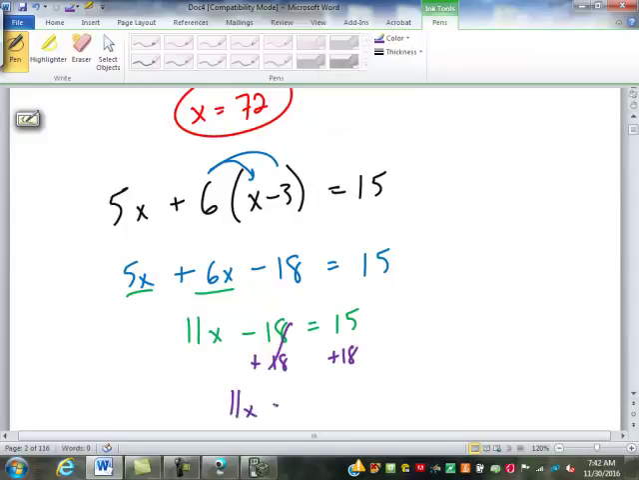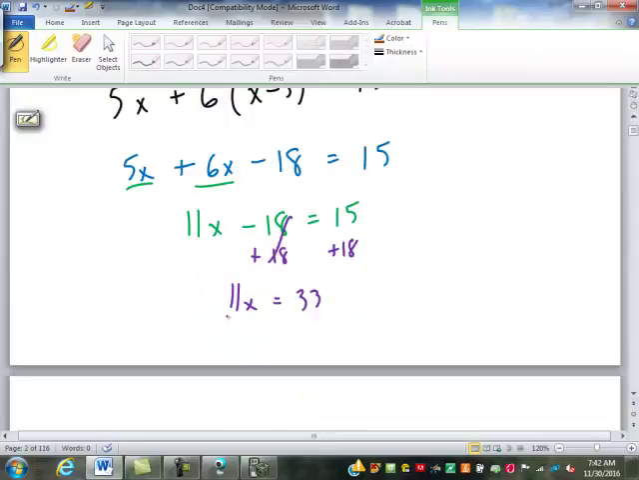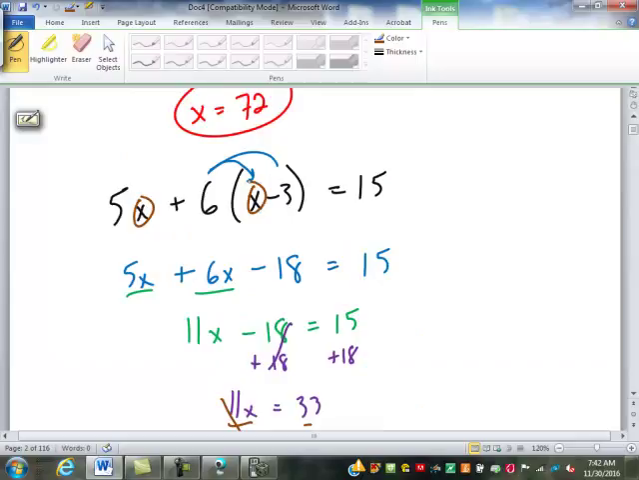So 11x equals 33, and then divide by 11. So x equals 3. As always, if you wanted to double check, you could go back and put the 3 in for x and see if you get the same value on both sides. It does work out for this one.